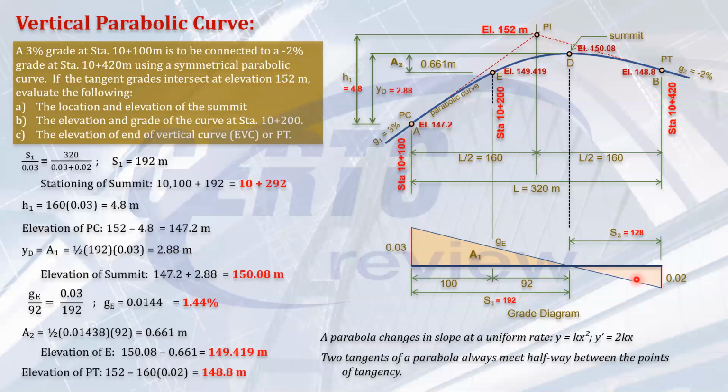What is this area? I will call it area 3. That will be 1/2 times 128 times 0.02. That gives you 1.28 meters. So that's negative because that is below. That should be negative. All right. So the elevation of PT using this elevation here will be 147.2. Okay, sorry, 147.2. I forgot to write. So 147.2 plus 2.88 minus, the drop here is area 3, minus 1.28. Okay, that gives you 148.8, which is the same answer as the previous.